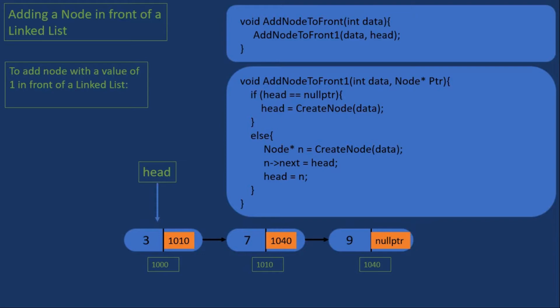But if we have nodes in the linked list, like we do in our example, we will create a node pointer n, which will hold the newly created node. We will set the next pointer of the newly created node to point at the current head node, and finally point the head node pointer to the newly created node, which then becomes the new head node. And that's it. We have added the node in front of a linked list.